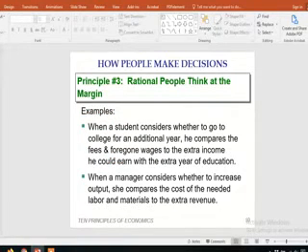For example, when a student considers whether to go to college for an additional year, he compares the fees and foregone wages to the extra income he could earn with an extra year of education. When a manager considers whether to increase output, she compares the cost of the needed labor and materials to the extra revenue. Every rational person compares costs and benefits. What are the costs? What are the benefits of the extra production?